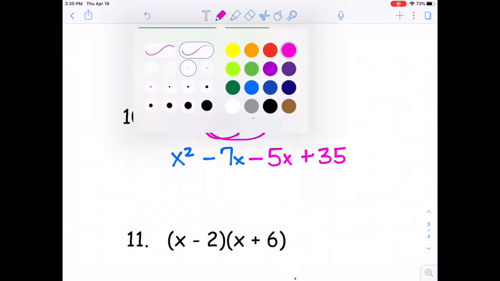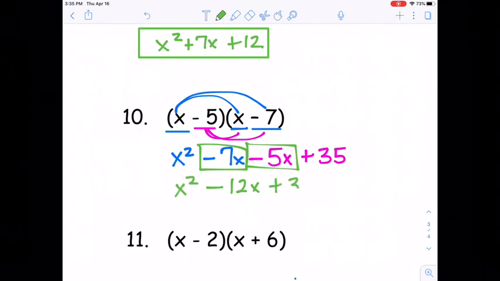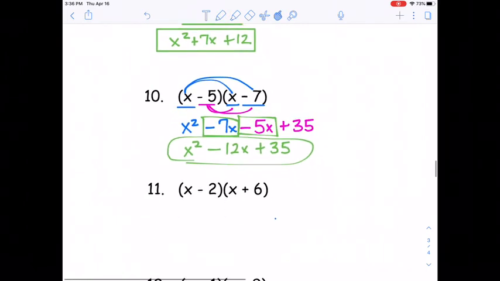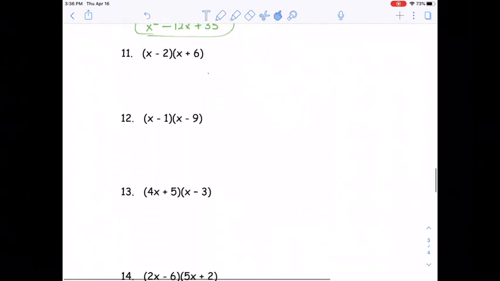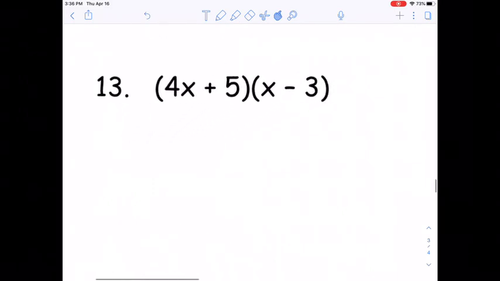Look at what you can combine. Negative 7x minus 5x is a negative 12x, and bring everything else down. X squared comes down, and the 35 comes down to give me that polynomial as my final answer. Let you try 11 and 12. Let's look at 13 together.